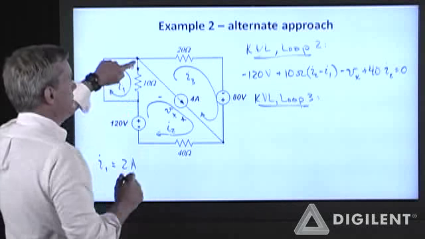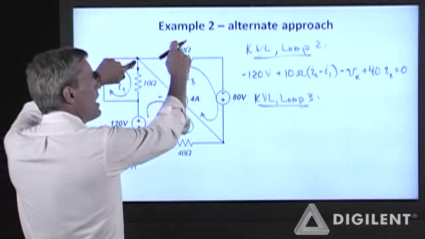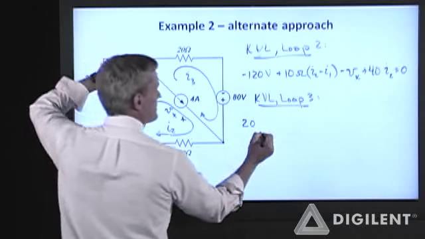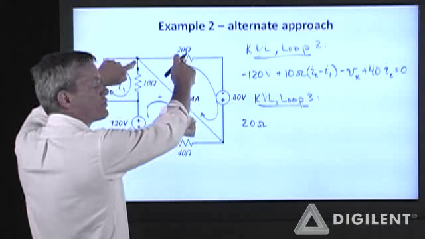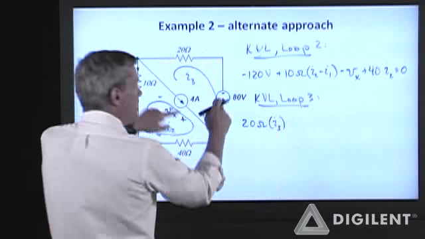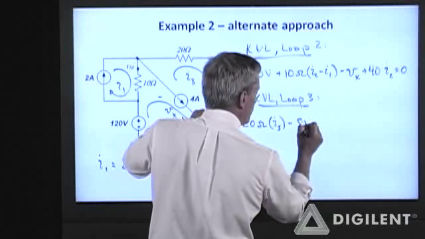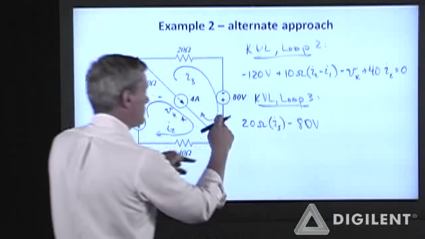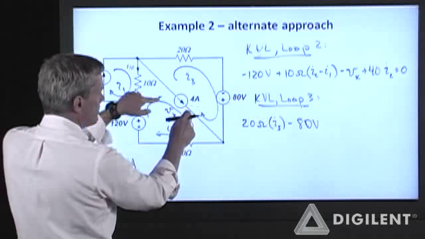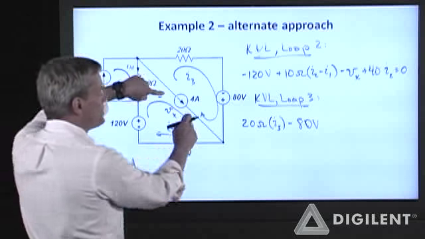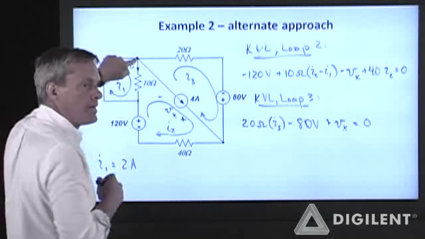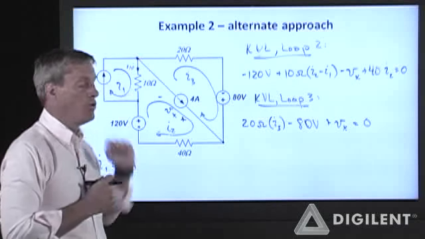Just arbitrarily, I'll start up here. I have a 20 ohm resistance. The only mesh current going through that resistor is I3, minus an 80 volt source, plus the voltage across the source, V sub x. All of that is 0 because I've come back to my starting point.